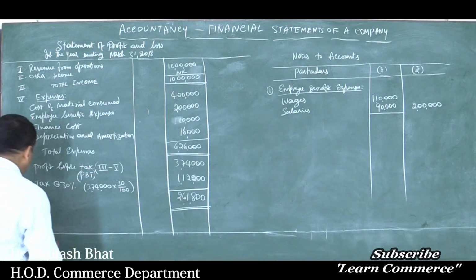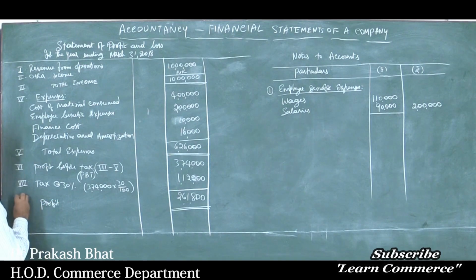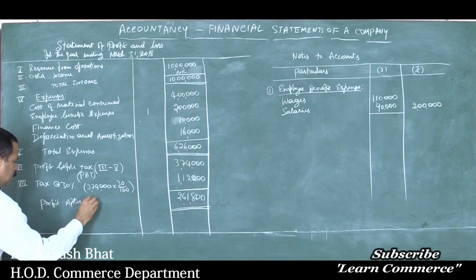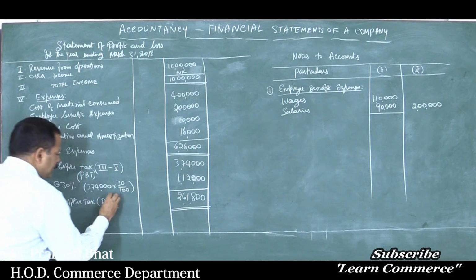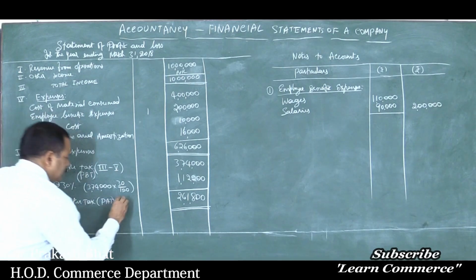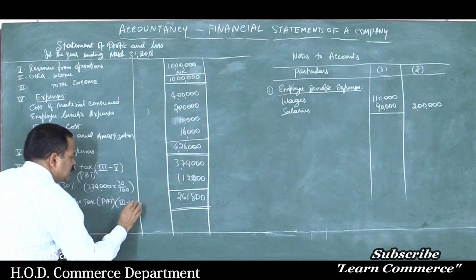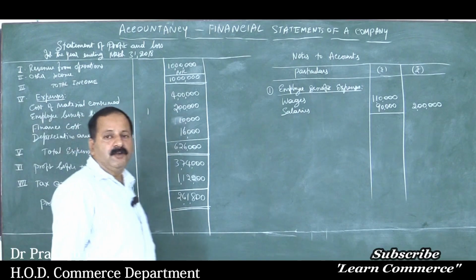So right here, it is profit after tax, that is PAT. How have we calculated it? That is 6 minus 7. That's all. It's done. Your problem is solved.